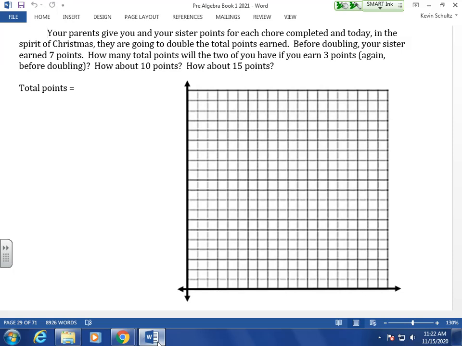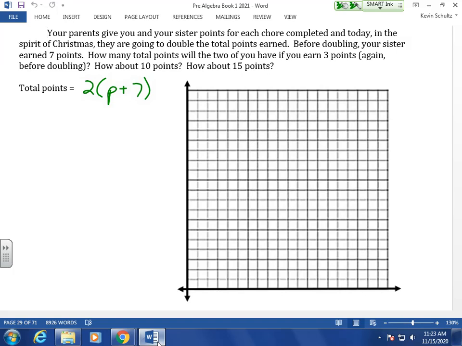We were looking at this situation where you're earning points for chores, and in the spirit of Christmas, your parents are doubling the sum of yours and your sister's points. And we wrote out an equation, the total points earned for you and your sister. I think we came up with 2 times (p + 7). Well, the 7 points are the points that your sister earned. Those aren't changing. Our variable, p, is the points that you earned, and then the sum of that is doubled. Thus, we need the parentheses there.